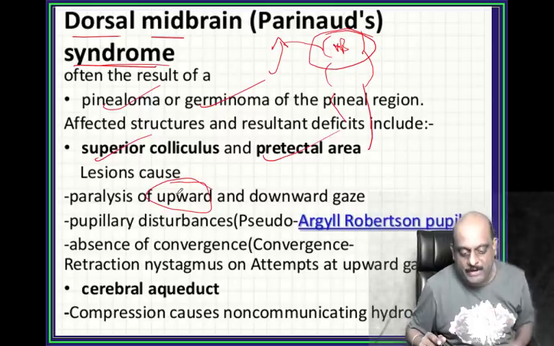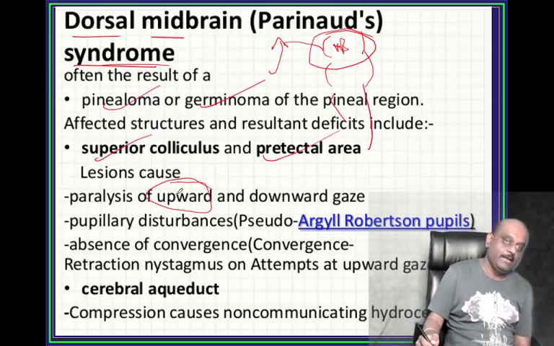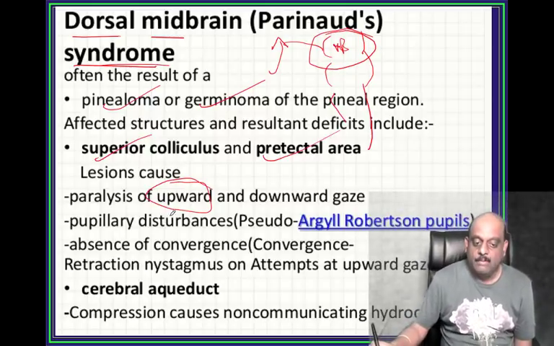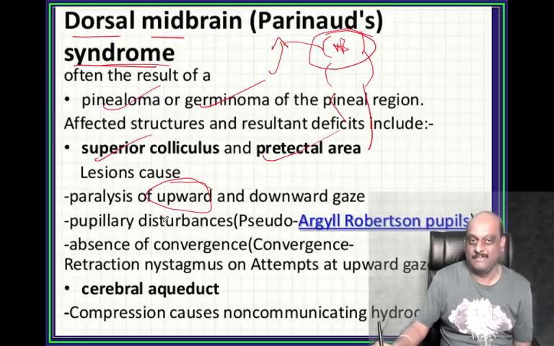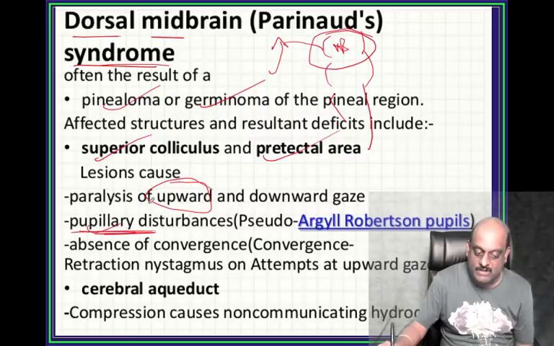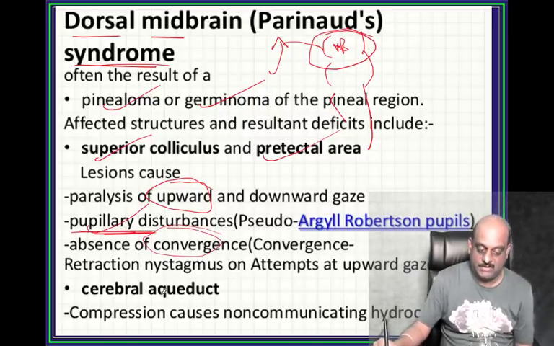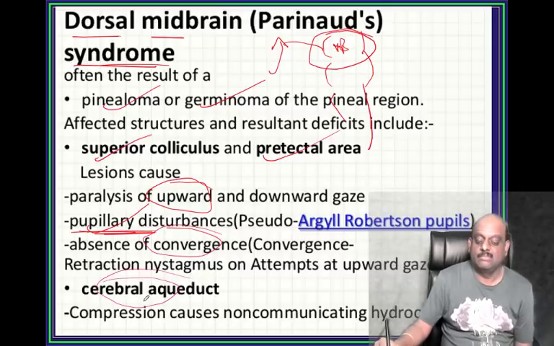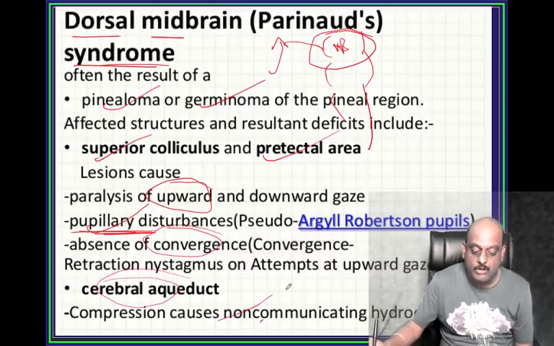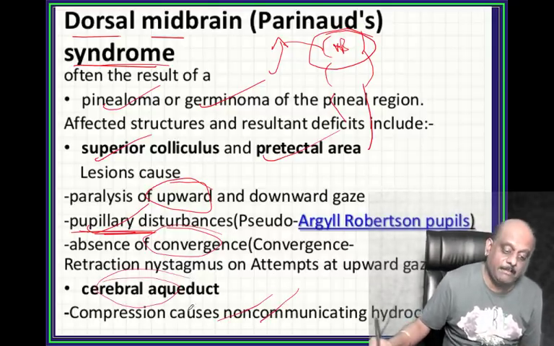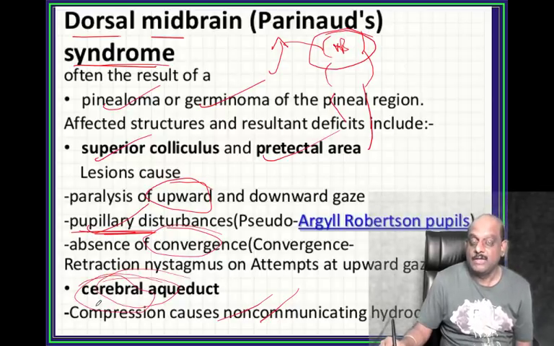That is Parinaud syndrome. Then midbrain is a place where any lesion affects the pupils. There is also absence of convergence. And there will be a non-communicating hydrocephalus which will develop because of the compression of the cerebral aqueduct.